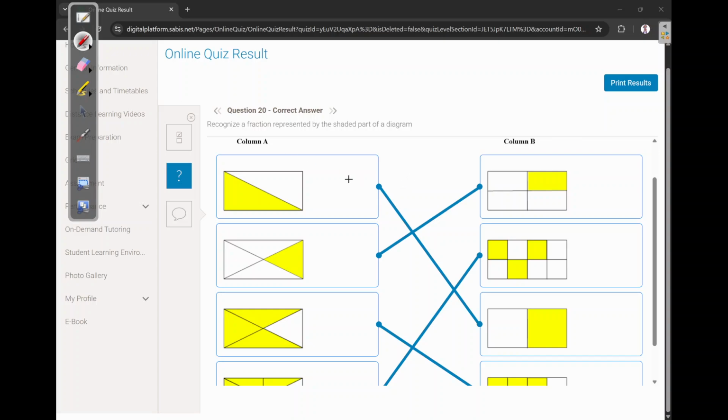Okay, here. They just did it in a different shape, but they wanted the exact same fraction. This is 1 over 2. This is 1 over 4. This is 3 over 8. So those ones are wrong for it. This one is 1 over 2, so we match it there.